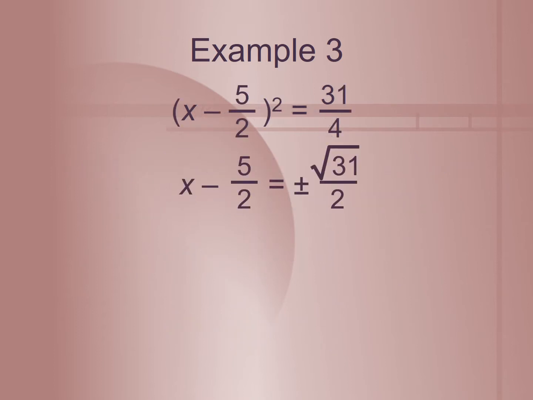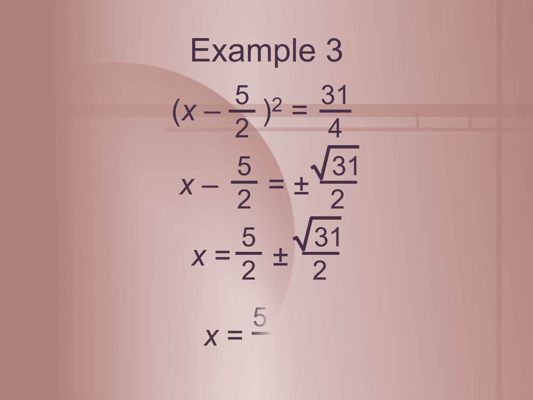Square root both sides. The square root of 31 doesn't simplify, but the square root of 4 is 2. And I do get plus or minus on that. And then I'll add 5/2 to both sides. Because I have a common denominator, I can write it as one fraction: 5 plus or minus the square root of 31 all over 2.